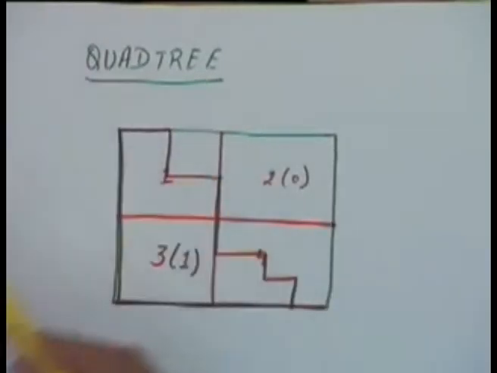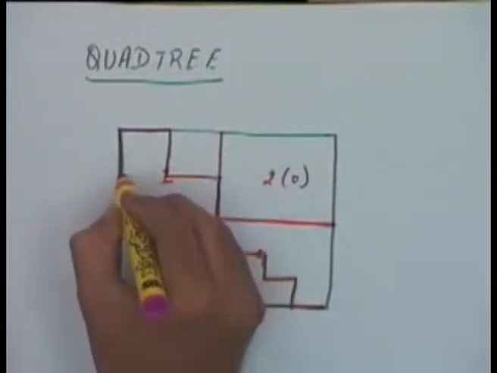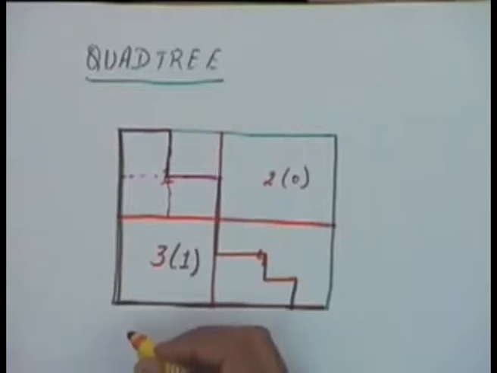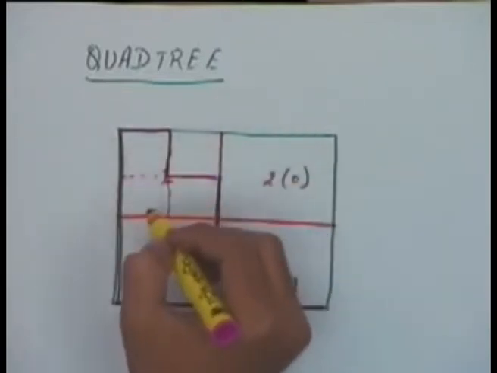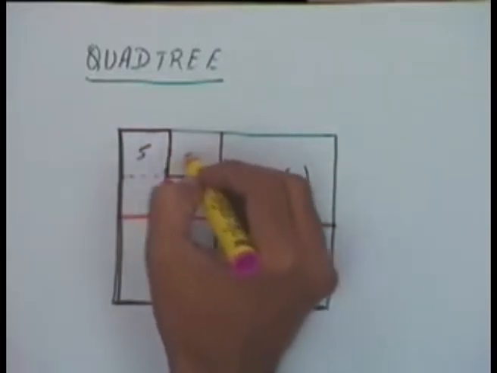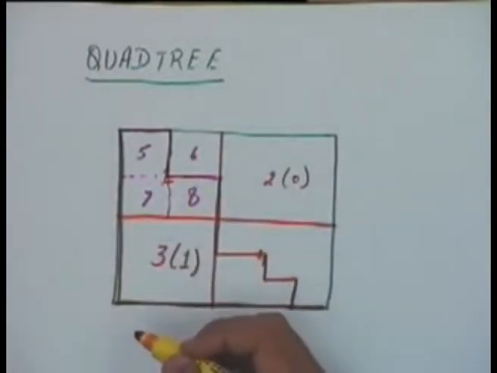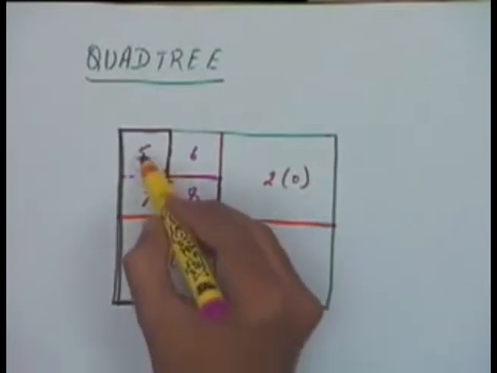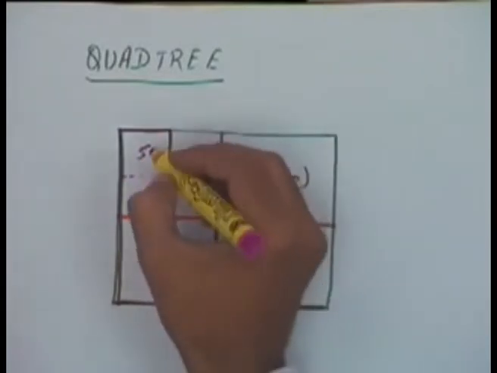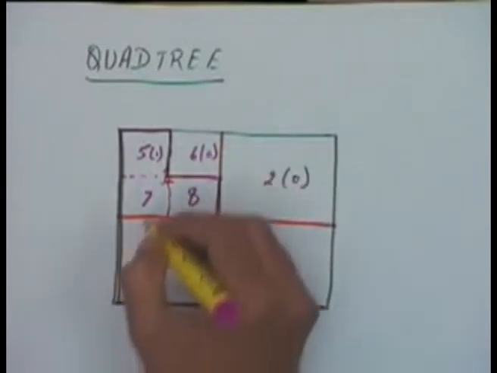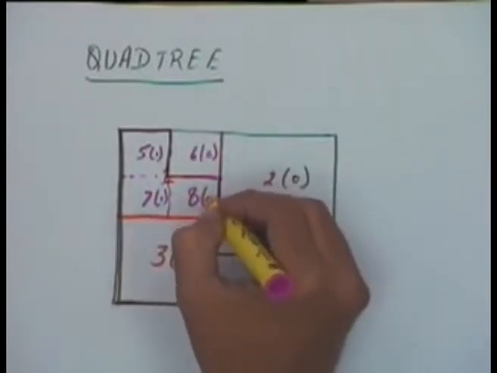If I divide the undecided regions, we get parts like this. Region number 1 is now divided again into 4 parts; let us number them 5, 6, 7 and 8. 5 is totally inside, so that gets a 1. 6 gets a 0 because it is totally outside. 7 gets a 1 and 8 gets a 1.